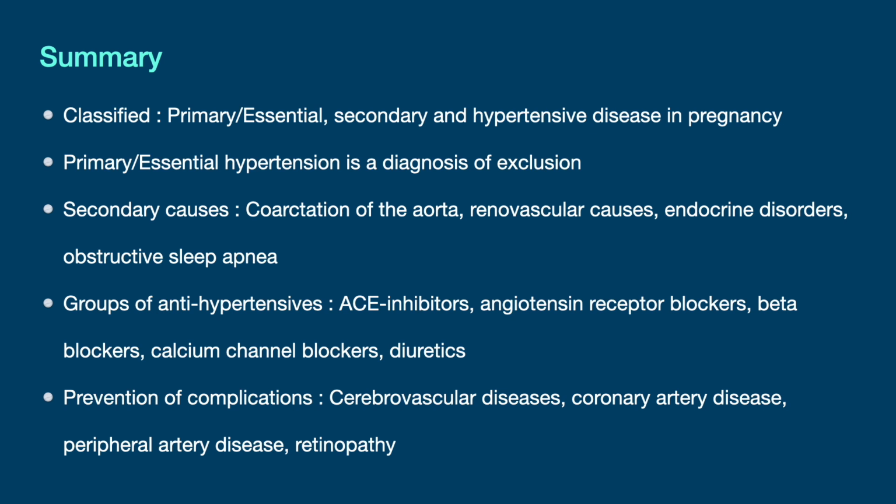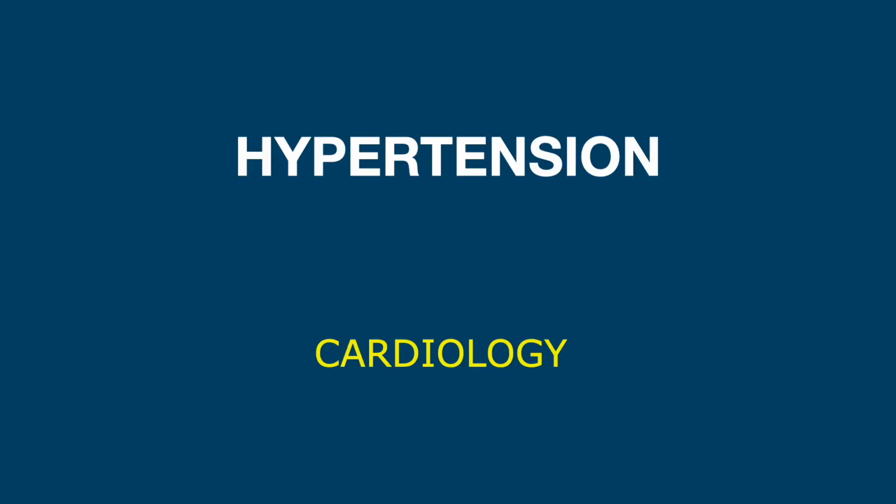There are 4 main groups of antihypertensives used in the treatment of hypertension, and these include ACE inhibitors or angiotensin receptor blockers, beta blockers, calcium channel blockers, and diuretics. A good control of hypertension is imperative to prevent complications like cerebrovascular diseases, coronary artery disease, peripheral arterial disease, and retinopathy. We have come to the end of this topic.